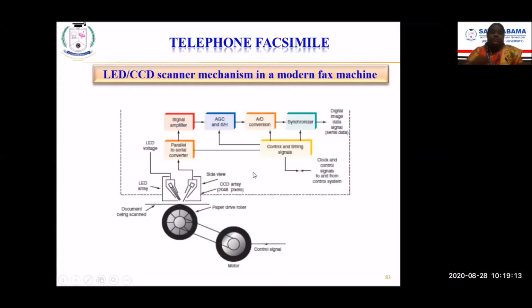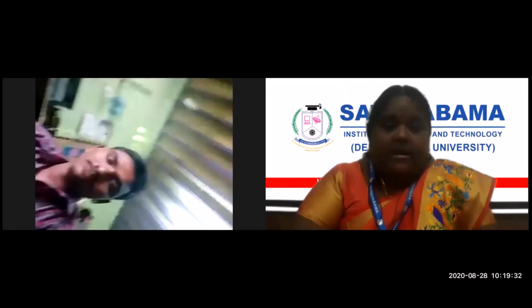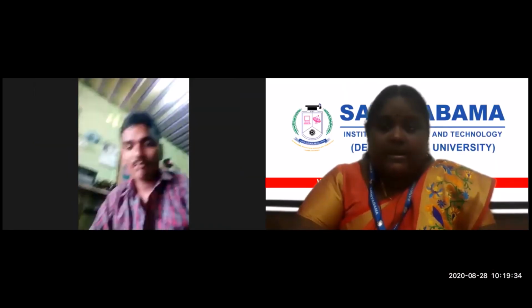So that is about the telephone facsimile. We have come to the end of the telephone facsimile. Whatever we have learned today: the telephone hierarchy, the telephone exchange, and other things, and details about the fax machine operation.